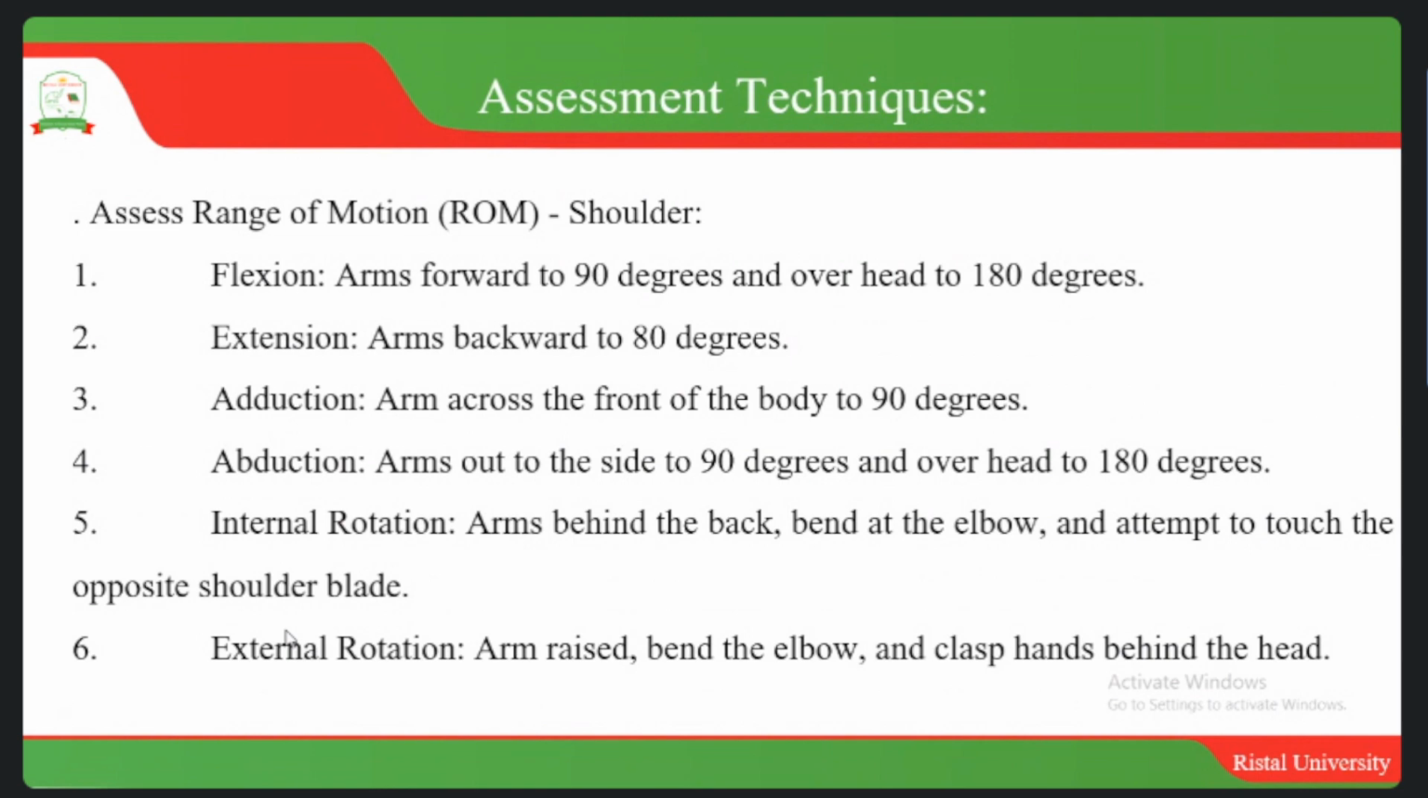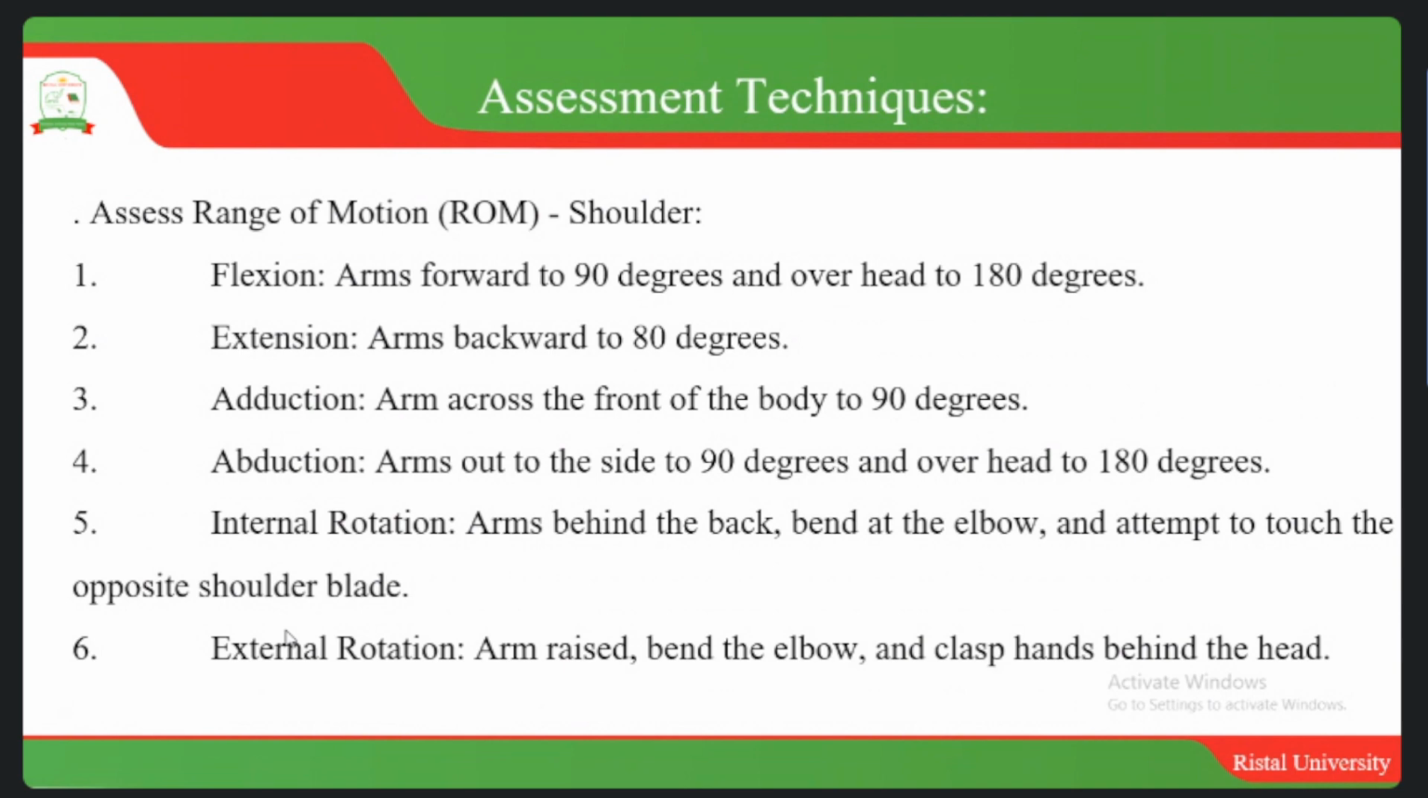You also have to assess the range of motion. Range of motion is like a movement. So in case it is on the shoulder, what are you going to look at? You look at the flexion. Arms can be forward to 90 degrees and over the head to 180 degrees. So you tell the patient to put the hands over his head and see whether he's able to do that as you're observing his shoulder.